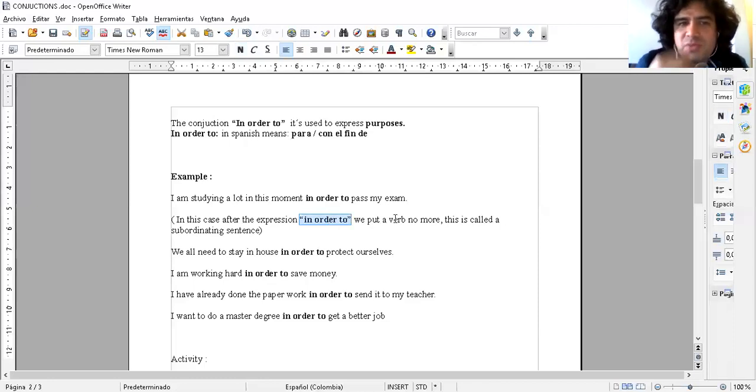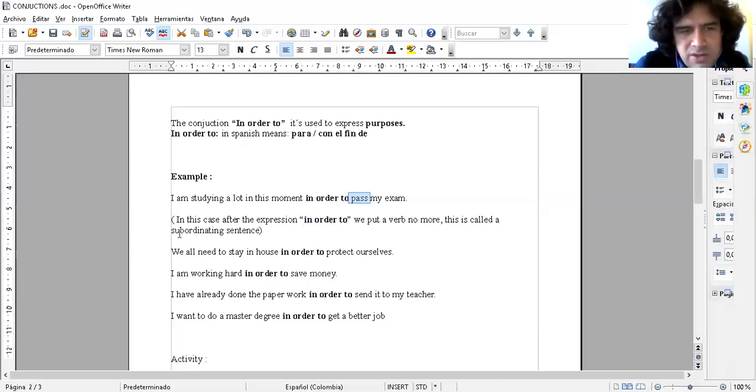This is called subordinating sentence, ¿ok? En este caso, después del in order to, después de la conjunción, vamos a poner un verbo, ¿listo? No se va a poner sujeto, ni se va a poner nada más, solo el verbo, pass, go, be, do, have, el verbo que necesiten, ¿ok? With no subject, no sujeto, sin sujeto, ¿por qué?